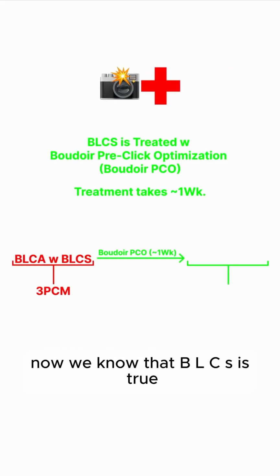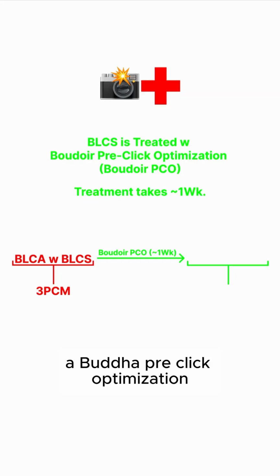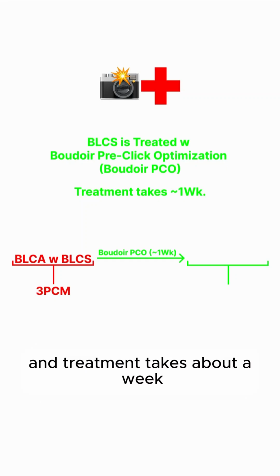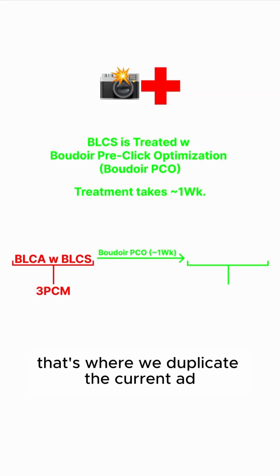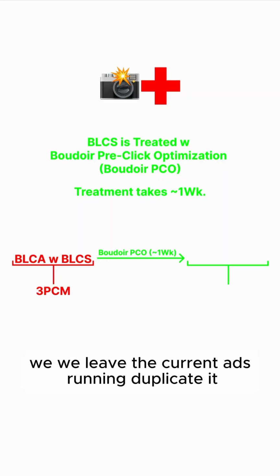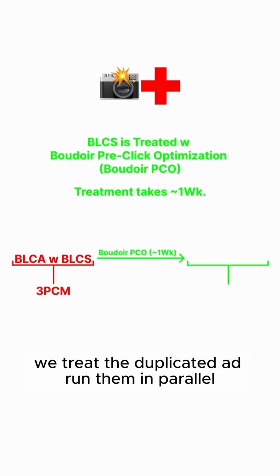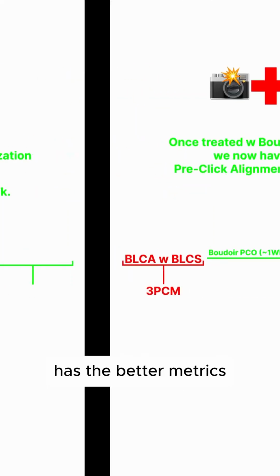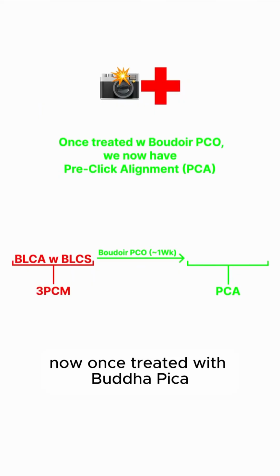Now, we know that BLCS is treated with Boudoir pre-click optimization, aka Boudoir Pico, and we know that because we invented it. Treatment takes about a week, and that's where we duplicate the current ad. We leave the current ad running, duplicate it, treat the duplicated ad, run them in parallel, and keep whichever one is running at the end with the better metrics.